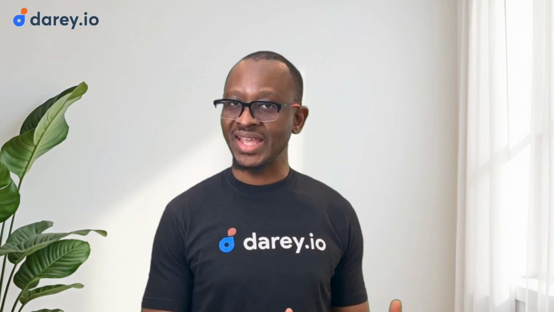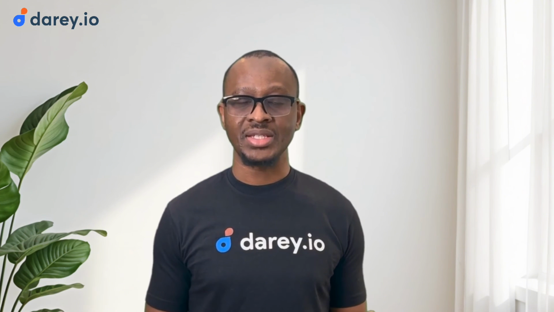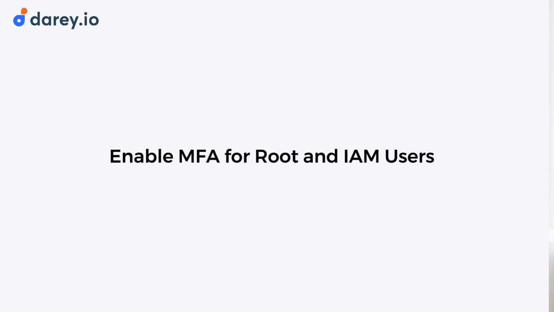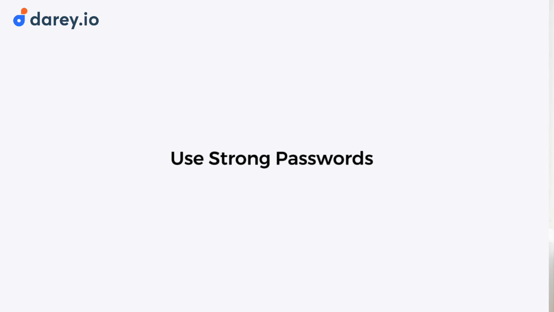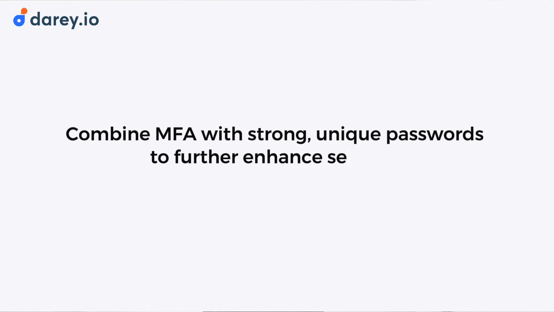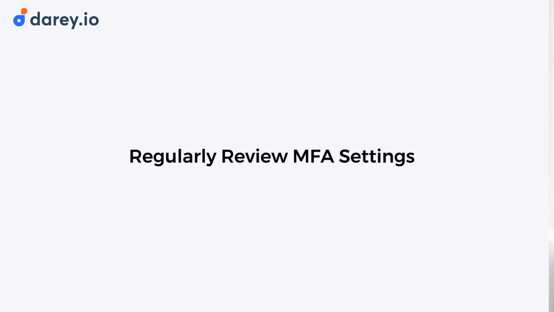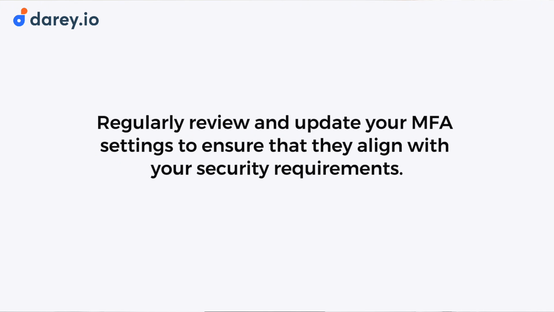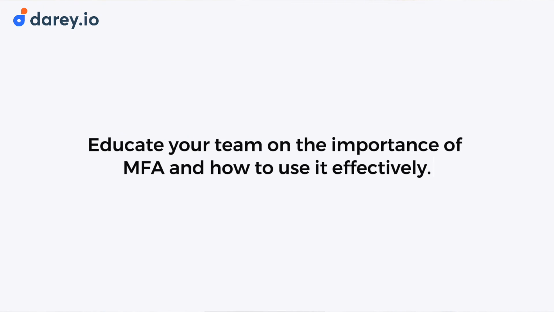To get the most out of MFA, here are some best practices to keep in mind. Enable MFA for root and IAM users. Always enable MFA for your AWS root account and IAM users to protect against unauthorized access. Use strong passwords. Combine MFA with strong, unique passwords to further enhance security. Regularly review MFA settings. Regularly review and update your MFA settings to ensure that they align with your security requirements. Educate your team. Educate your team on the importance of MFA and how to use it effectively.